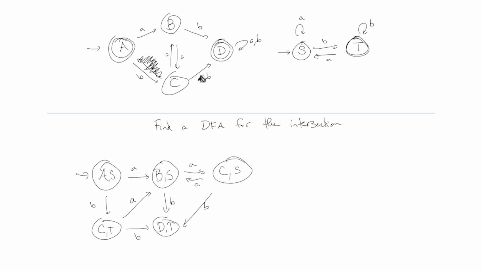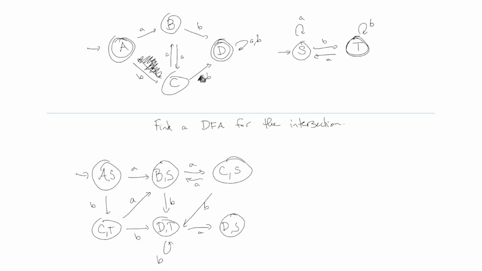Now my picture is almost done. I just need outgoing from D and T. The A arrow from D and T goes to D and S. And I don't have that here yet, so I have to add D and S. That's an A. D and T with a B goes to D and T, so that's a loop.